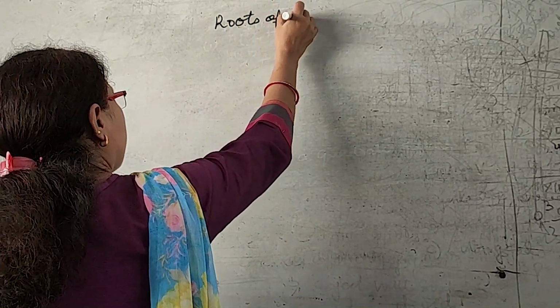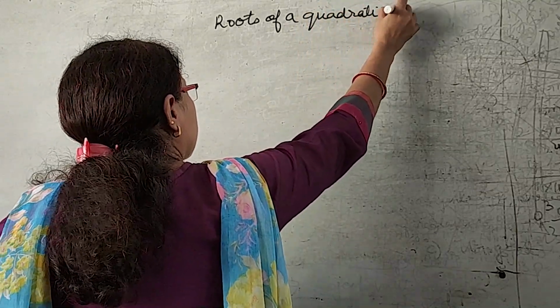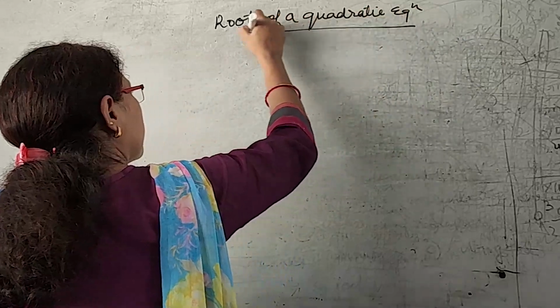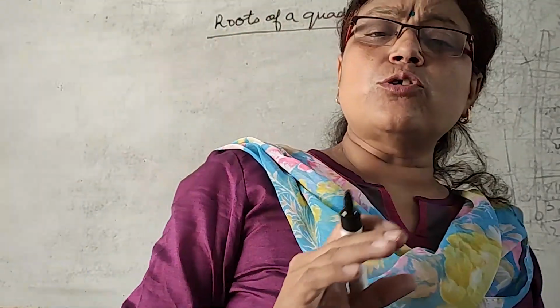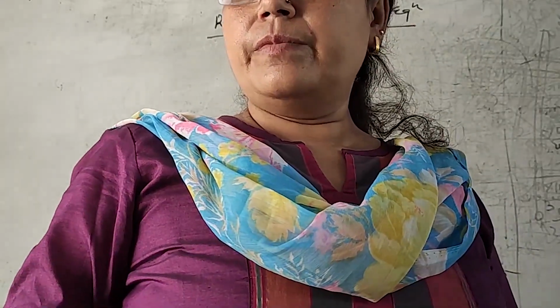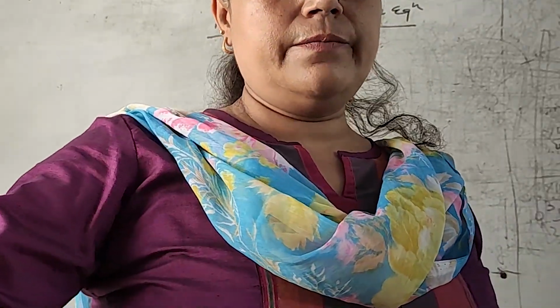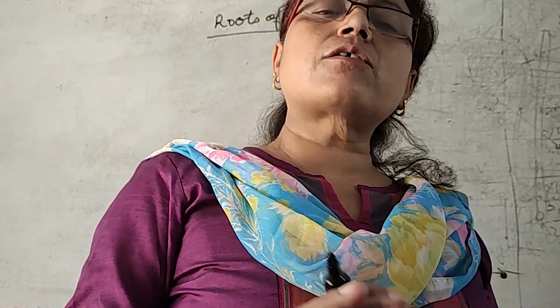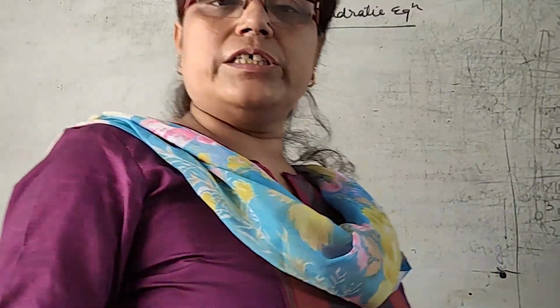Roots of a quadratic equation. They are those values of a variable which satisfy the given quadratic equation. They all are called roots or zeros of a quadratic equation.